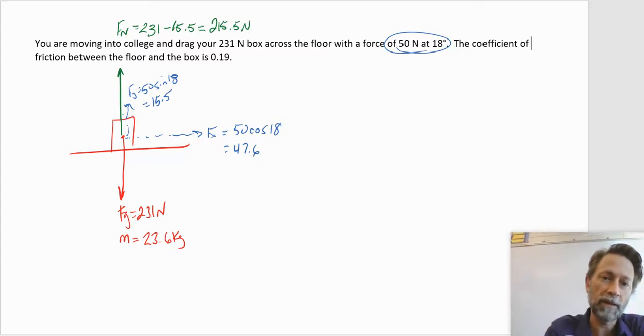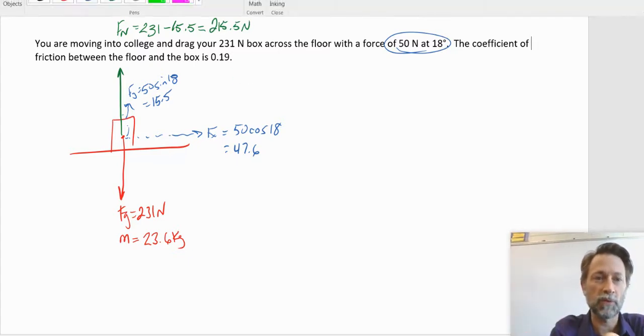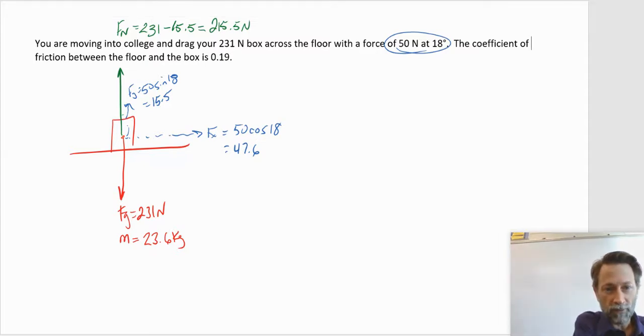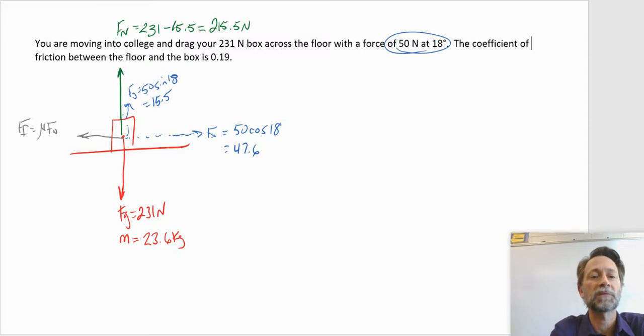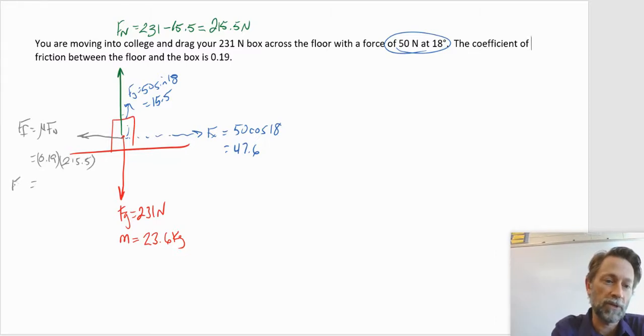Okay, then I have one last force that I haven't put on here yet, and that is the force of friction. Remember that the friction is going to be acting against us, and that force is equal to mu times the normal force. And that's why we always have to find the normal force in these problems. So the coefficient of friction, which is the 0.19, times the normal force, which was the 215.5 newtons, gives me a force of friction value of 40.9 newtons.